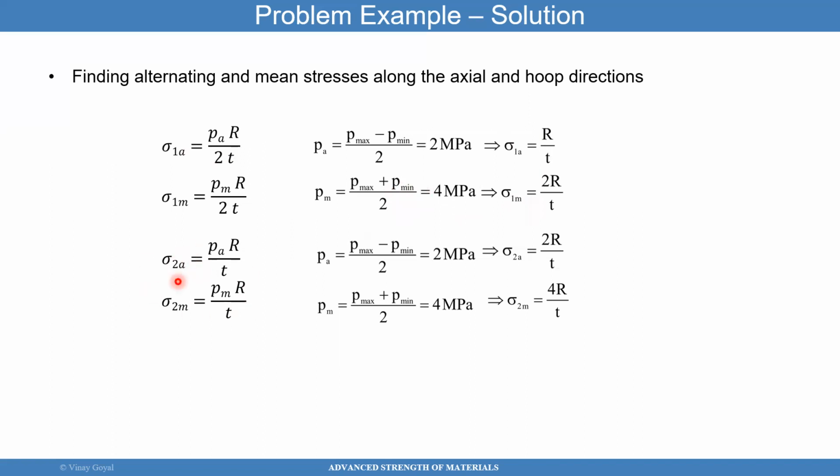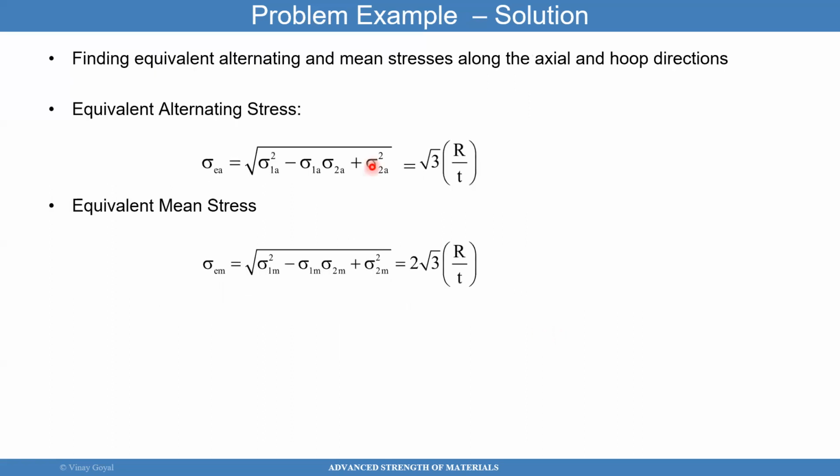I can also repeat that now for the second stress state, which is the hoop stress. Pressure, alternating pressure times R divided by t. Plug that into this formula to get that you have 2R over t. And for the mean stress, you get 4R over t. Now I can calculate the equivalent alternating stress, and when you do, you get the square root of 3 times R over t. And the equivalent mean stress becomes 2 times square root of 3 times R over t.